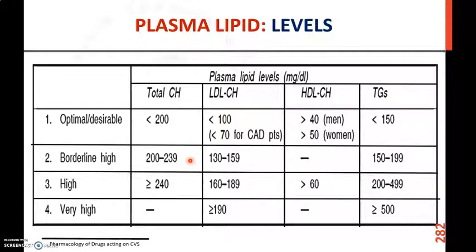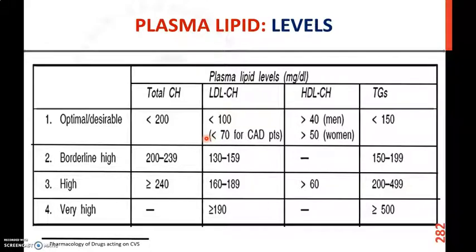Now we can say the hyperlipidemia is borderline if the total cholesterol is between 200 to 239 and LDL cholesterol is between 130 to 159 and triglyceride level is between 150 to 199.